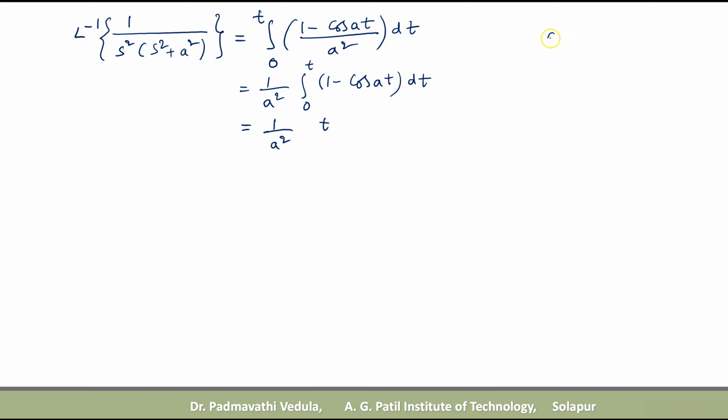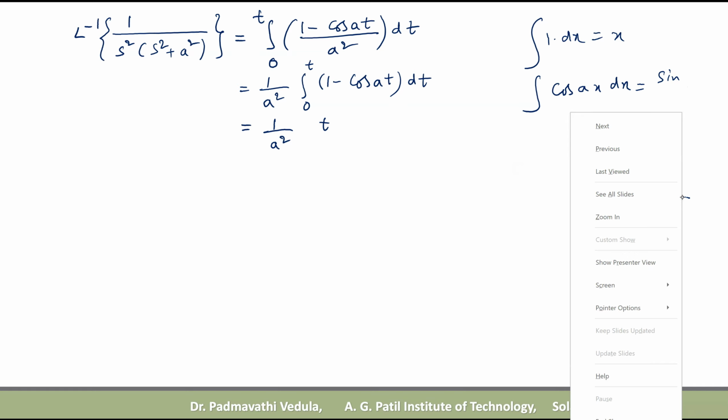So, integral 1 dx equal to x, then integral cos ax dx equal to sin ax upon a.